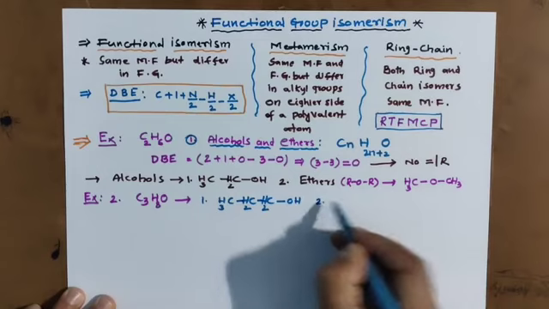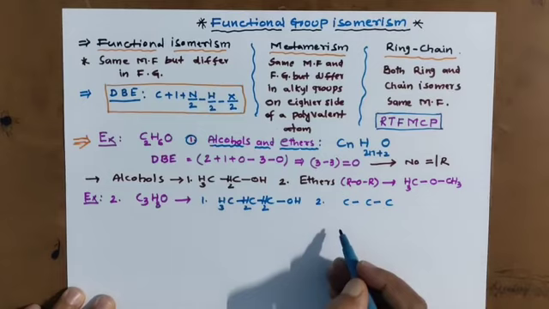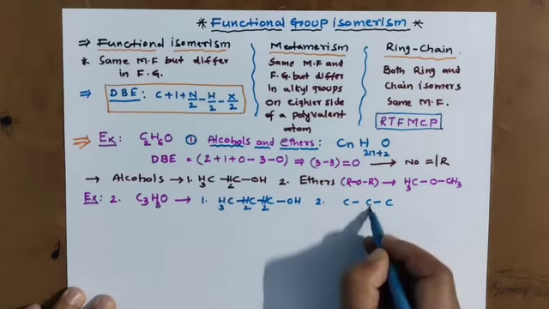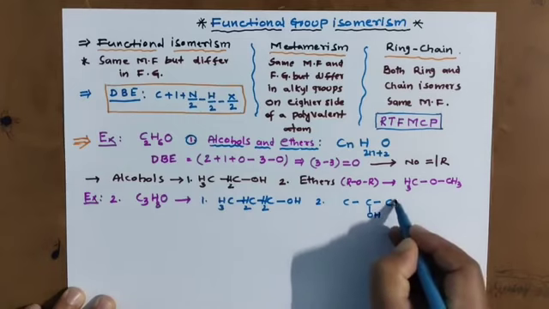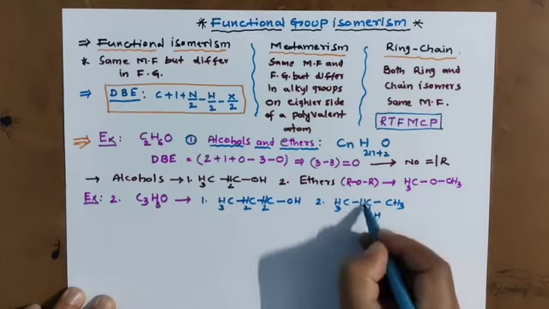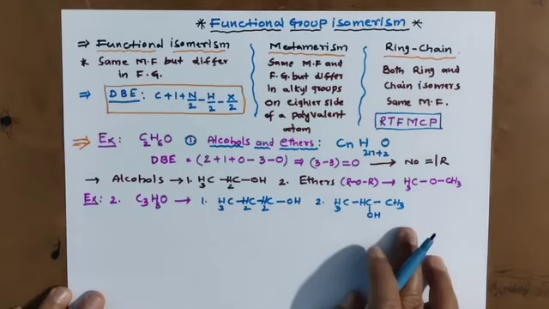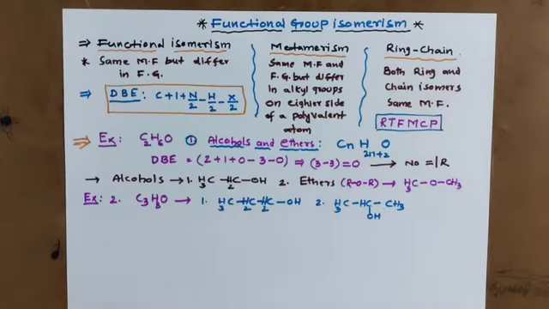And we have the chance for another. C, C, C, three carbons. Now this time the OH group I am attaching at the second carbon. And now this is secondary alcohol. Am I right? Secondary alcohol. This is propan-1-ol. This is propan-2-ol. We got two alcohol isomers. Now these two are position isomers.